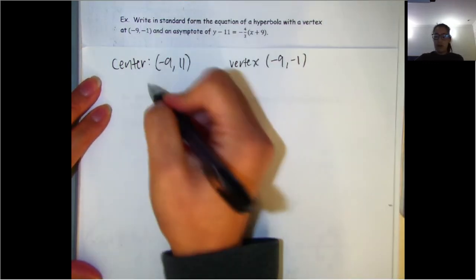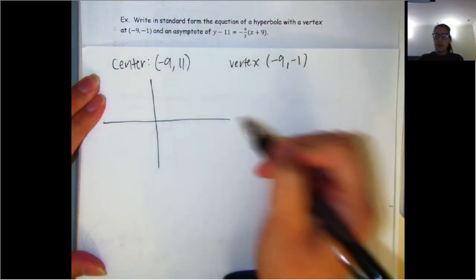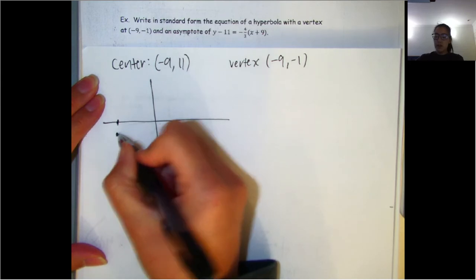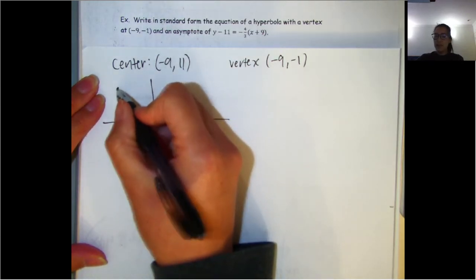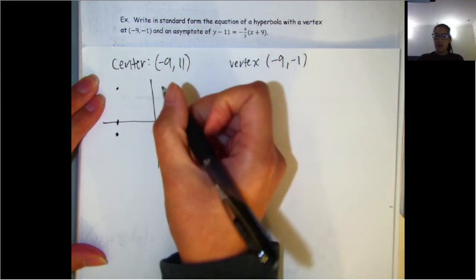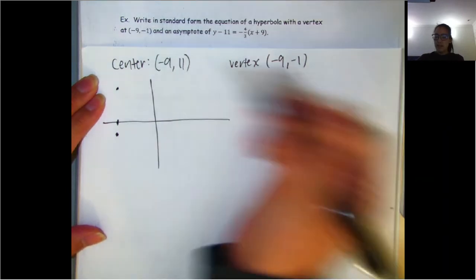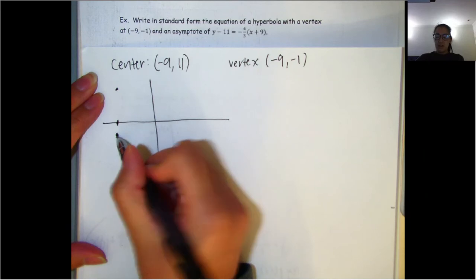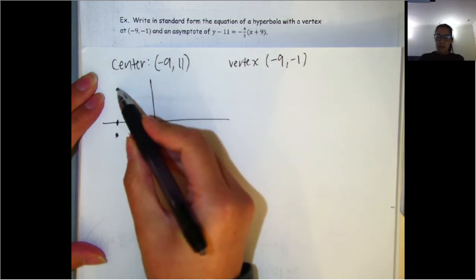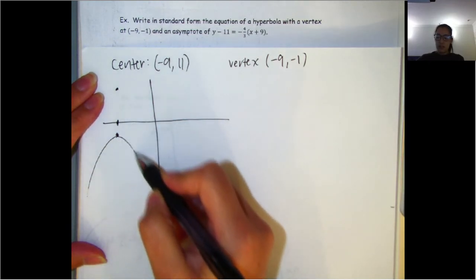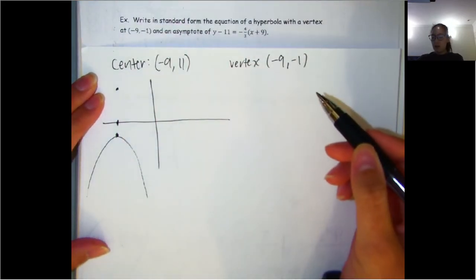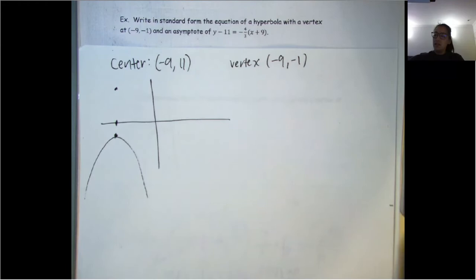So I'm going to draw a quick rough sketch. Okay, so this is a rough sketch. So -9, -1, that's right here. -9, 11, that's right here. This is again a rough sketch. So if this is the center and this is the vertex, then you know that in order for this to be the middle, half of your hyperbola needs to look like this, and so the other half is up there somewhere. We're not going to draw that. We just did this to see what's going on.